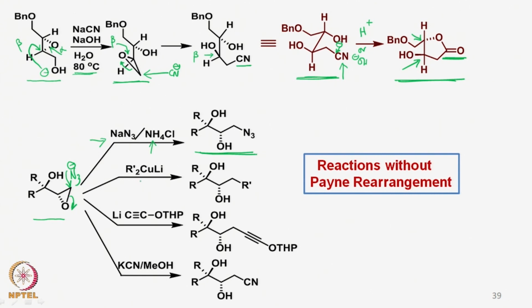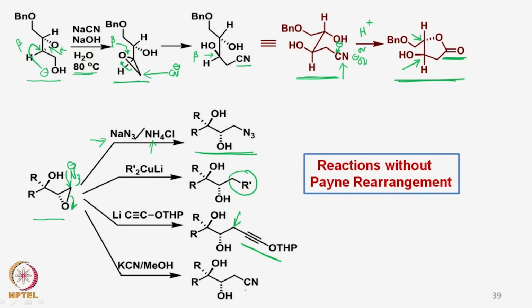Now we have lithium cuprates of this type, which are actually not basic or ionic enough to allow the deprotonation and then opening to take place, and therefore such a reagent leads the attack at the terminal end, and this is how the R prime group comes onto the terminal end of the double bond. We can also take this lithium acetylide of this type, where the epoxide carbon is getting attached with this terminal acetylenic part.